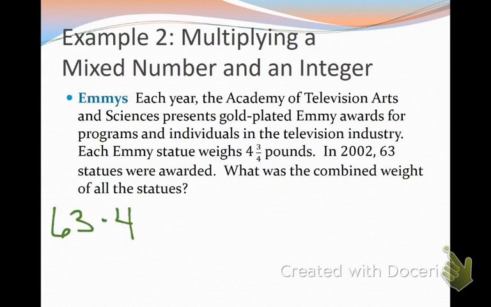So we have 63 times 4 3/4. What did we talk about in the last section? What we need to do anytime we see mixed numbers. So go ahead and change both of these numbers to improper fractions. 63 over 1 and 19 over 4. Is there anything we can cross reduce? No, so we just multiply it.